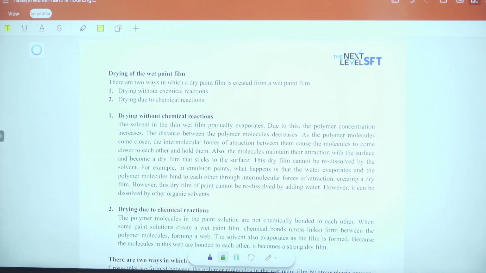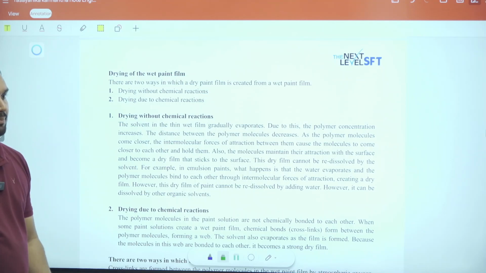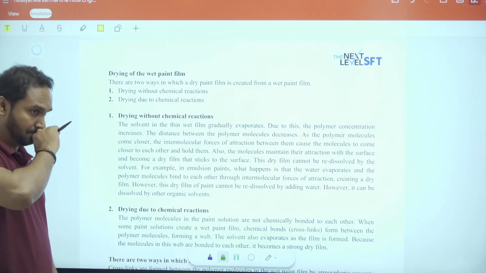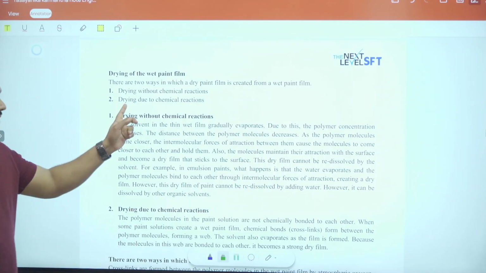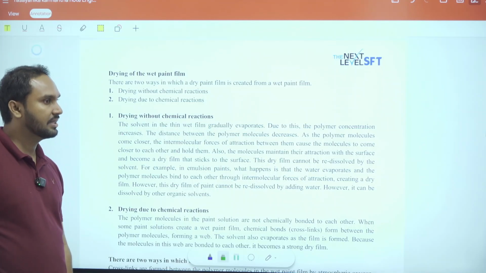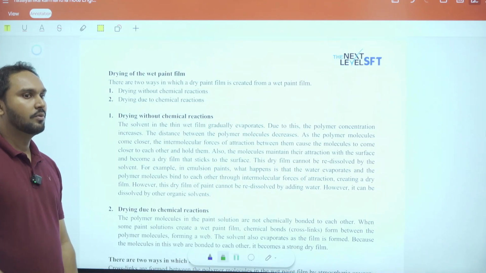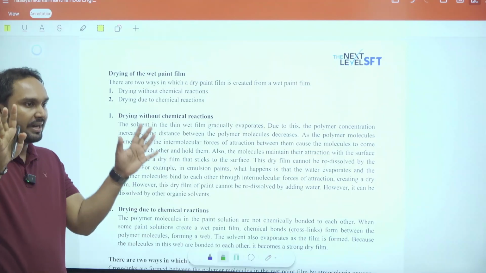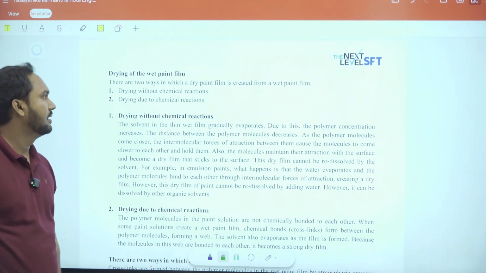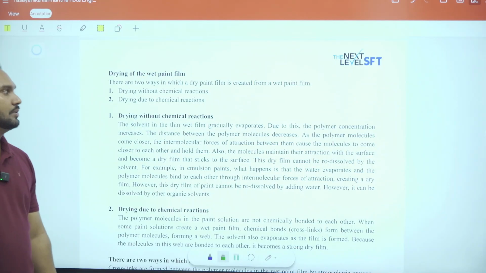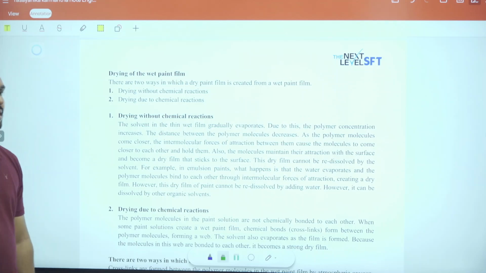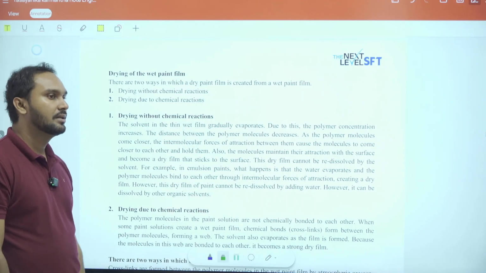Right, drying of the wet paint film. After applying, there are two ways the wet paint film dries. Drying without chemical reactions is about the emulsions. In emulsions no chemical reaction happens. The water molecules evaporate, the binder becomes compact and forms a layer. The other one is drying due to the chemical reaction. So drying due to the chemical reaction happens in what?